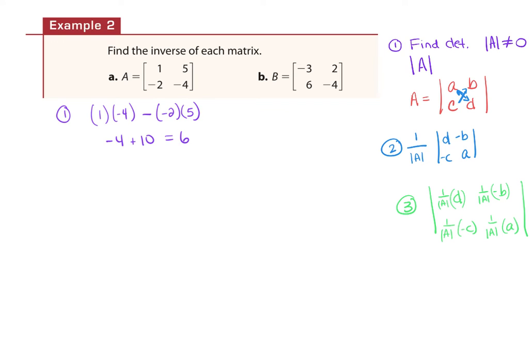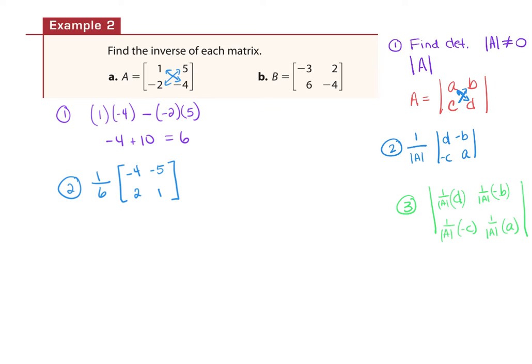All right, my determinant is 6. So my first step is find the determinant. My second step is to put 1 over that determinant, so 1 over 6. And I am going to multiply it through. I am going to switch these two. My 1 and my negative 4, I'm going to flip. So negative 4 goes up here, 1 goes down here. All right. My second diagonal, I am going to do the opposite. That positive 5 is now going to be a negative 5. That negative 2 is now going to be a positive 2. All right.